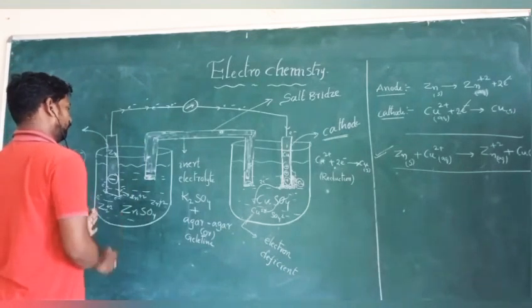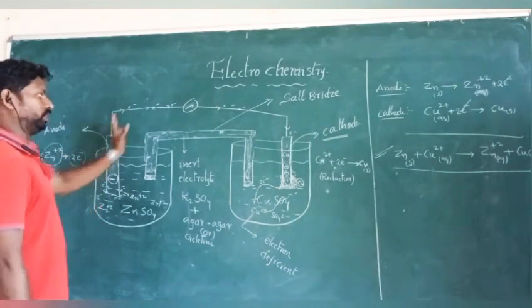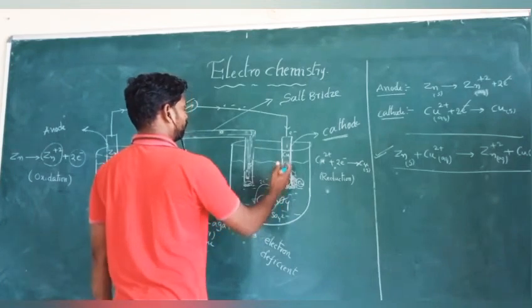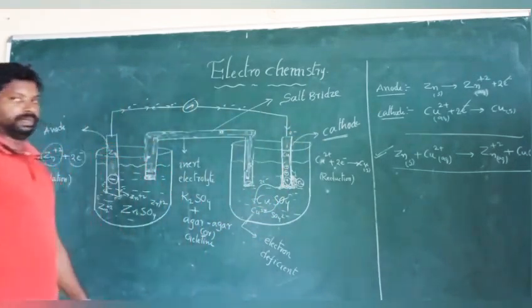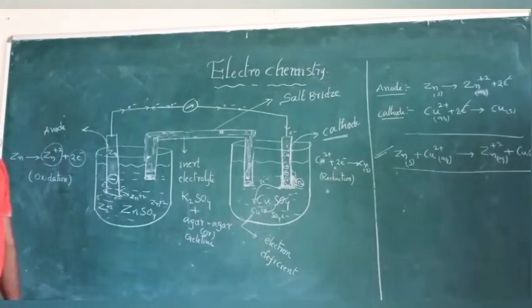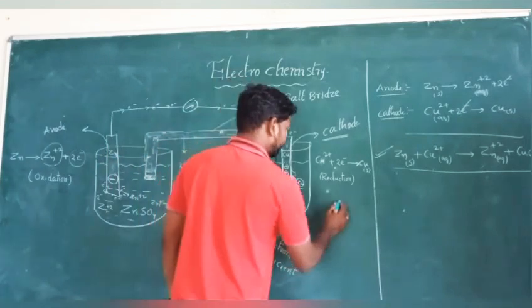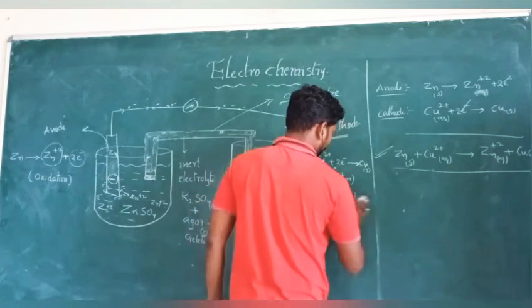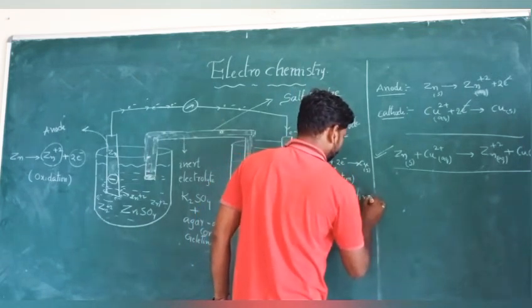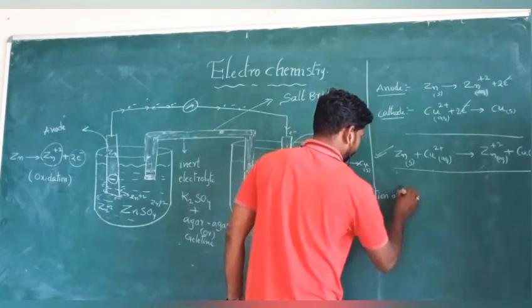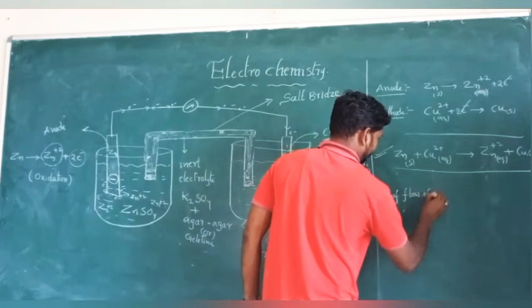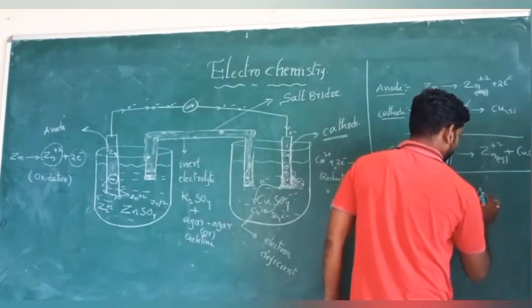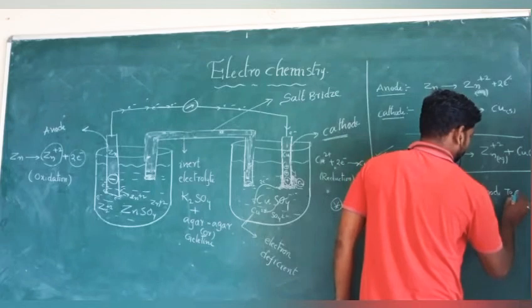So the direction of flow of electrons is from anode to cathode. At the same time, the electricity or current flows from cathode to anode. That is exactly the opposite direction. Right, here, the direction of flow of electrons: anode to cathode.